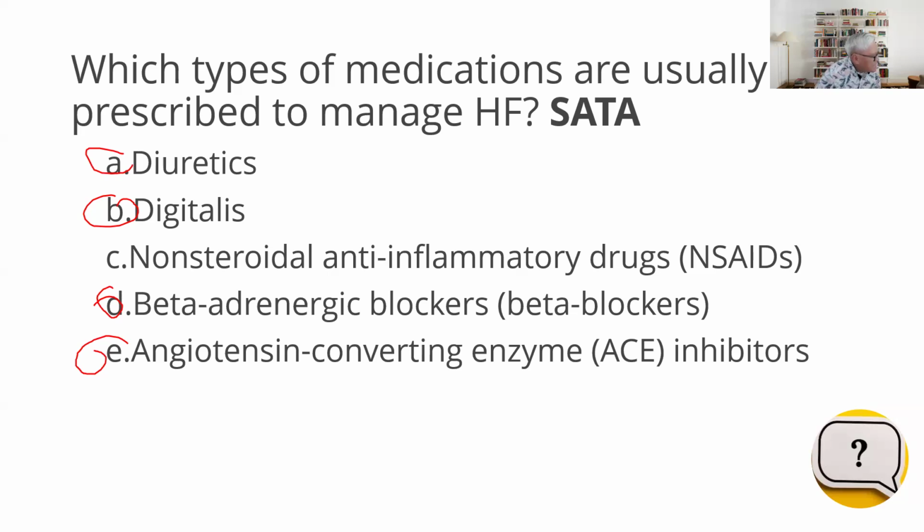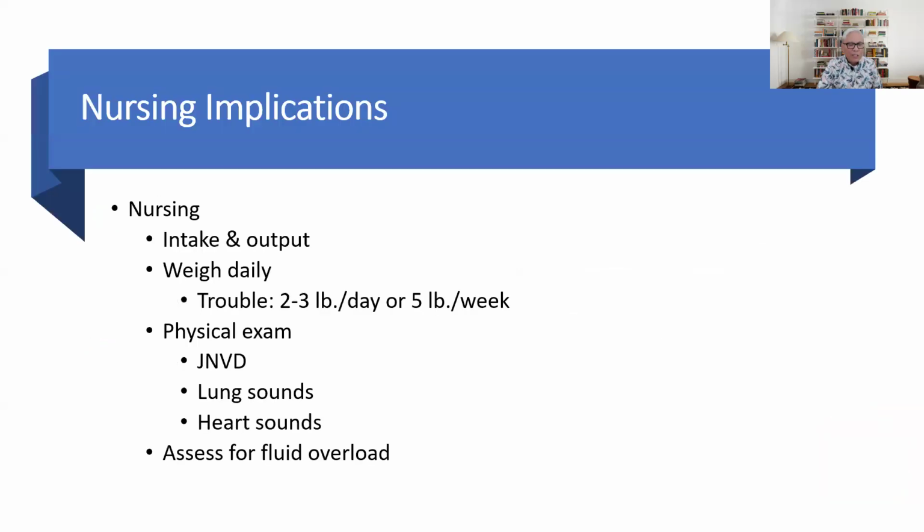All right, so A, B, D, and E are all agents or medications that are going to be prescribed to patients with heart failure. Great. Okay, so let's take a look at the nursing implications. What are some of the interventions as far as nurses is concerned in patients with heart failure? So the first thing is, of course, the importance of intake and output.